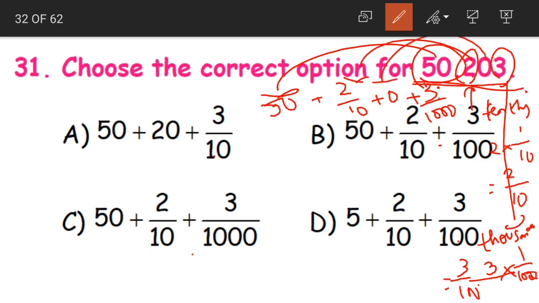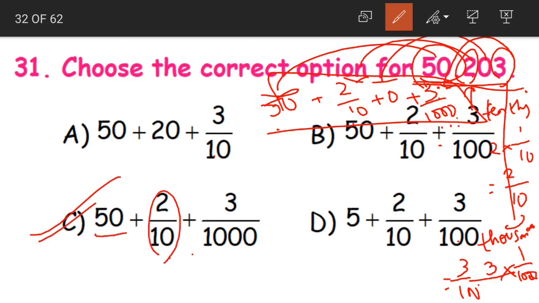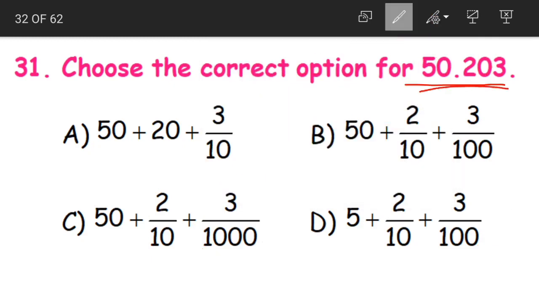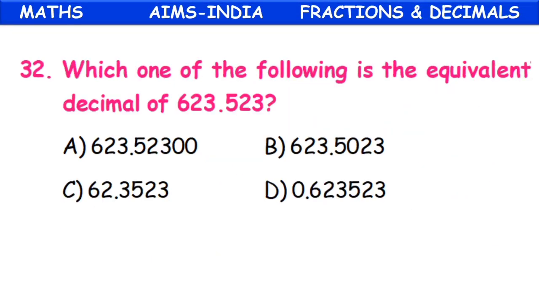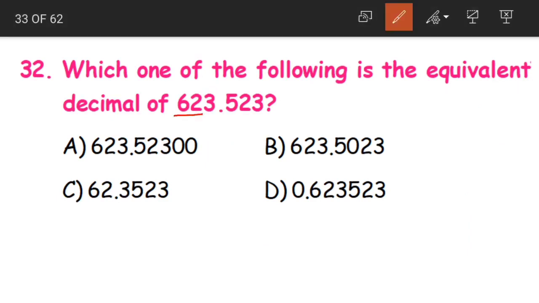Then we are having 0. Then 3 is in thousands place. Its value is 3 by 1000. So 50 plus 2 by 10 plus 3 by 1000 is the correct option. That is nothing but option C. Yes, 50 plus 2 by 10 plus 3 by 1000 is the correct option for the given decimal number 50.203.